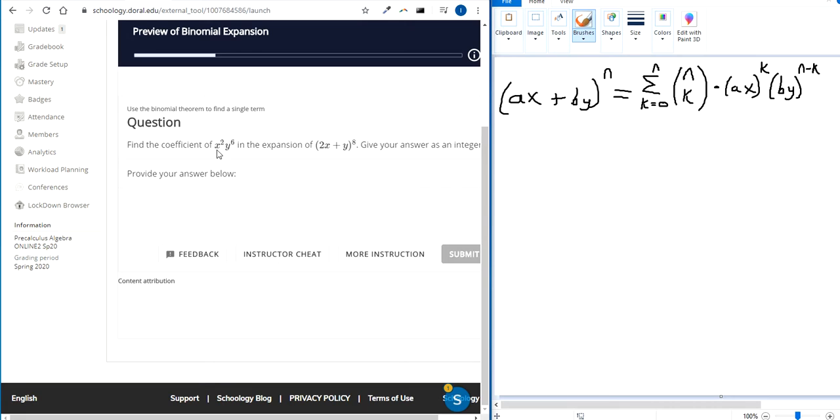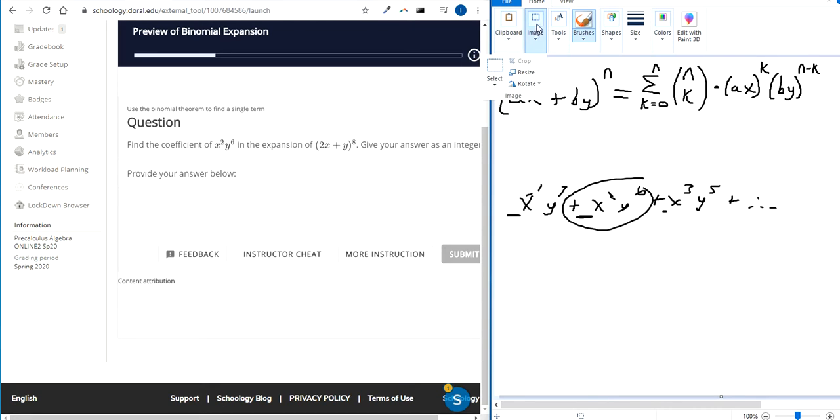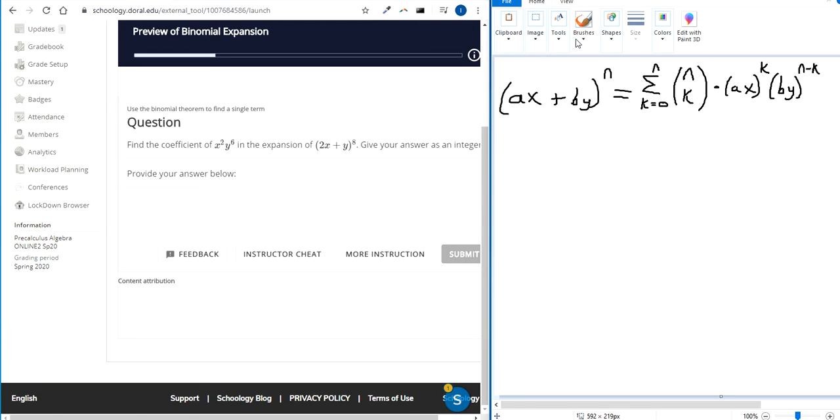We're supposed to find out the term. You know, we have a bunch of terms adding to each other. You've got x to the first, y to the seventh, plus x to the second, y to the sixth, plus x to the third, y to the fifth, etc., etc. We're supposed to find out what the coefficient is for this term. In other words, we want to know when k equals 2, what does it look like? Okay, so n is fixed. n is the power of the thing you're trying to expand. So n is 8.